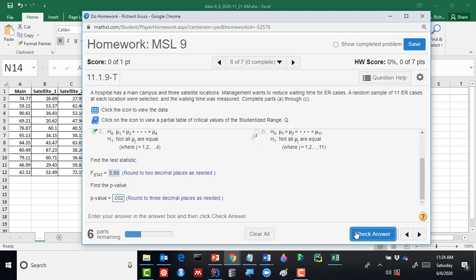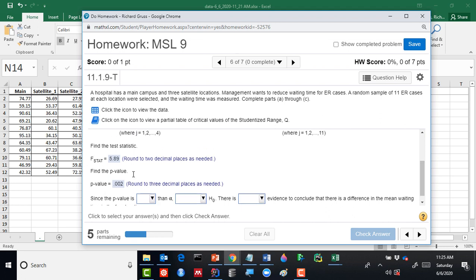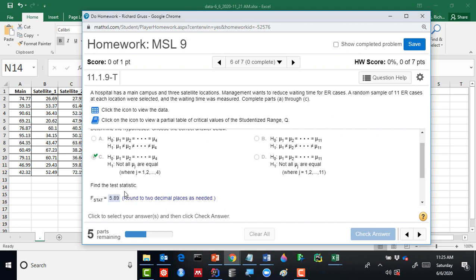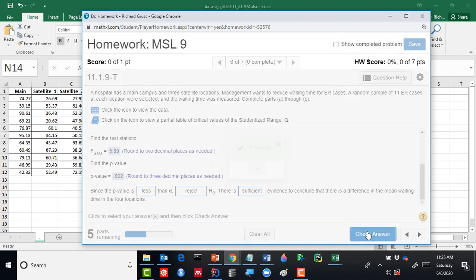When we do the p-value method, we check the p-value against the alpha, which was 0.05. The p-value is less than alpha, therefore we reject the null hypothesis and say there is sufficient evidence to conclude that there is a difference in the mean wait times at the 4 locations.